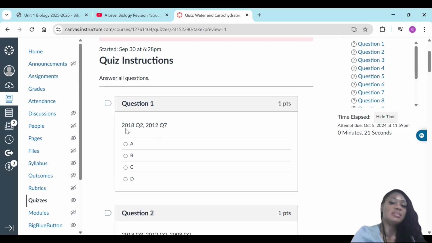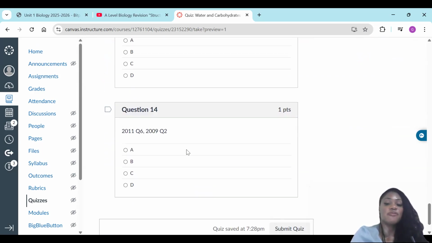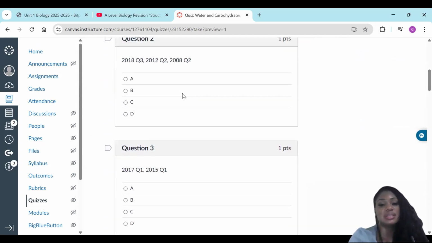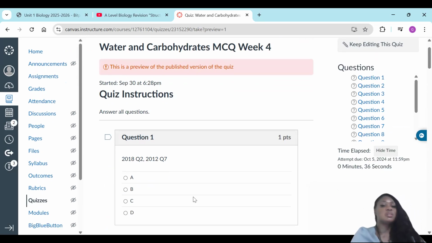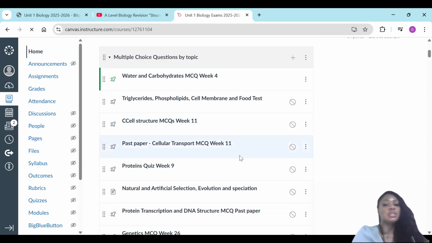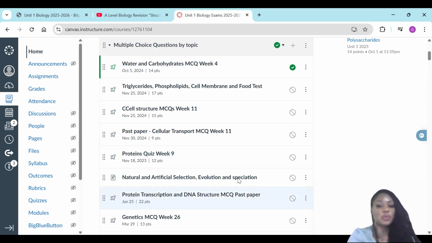So you would identify the question, read it, and then select the answer. As you see in this quiz here, we have 14 questions based on the structure of water and carbohydrates. Remember that you look for the questions in the multiple choice book, which is in the course material section. Once it is done, you have a week. Sometimes it's by now until next Monday, you must go in and do it.